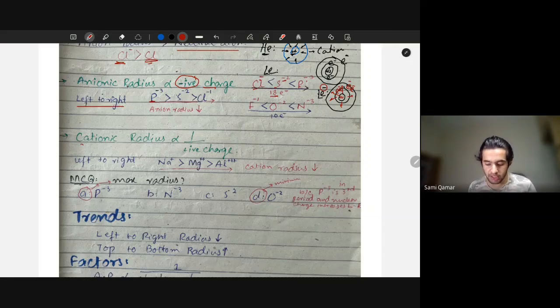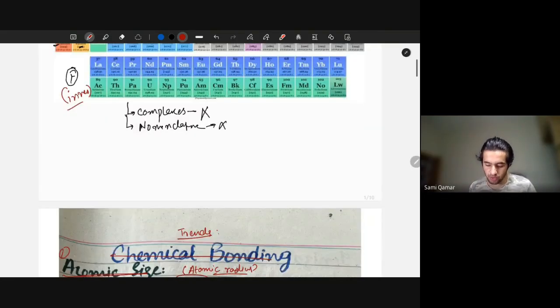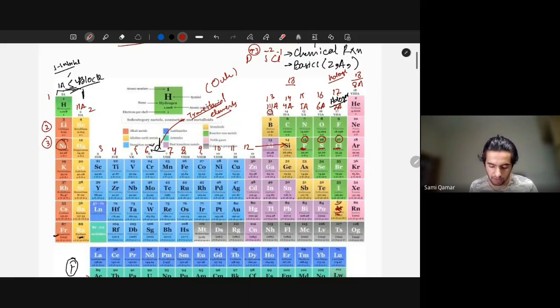And let's talk about cationic radius. I hope you guys know, I have given a pretty good concept. Cationic radius is inversely proportional to positive charge. What does that mean? It means that the one which will be having less positive charge will be having greater cationic radius. If we are moving from left to right in a period, we have this. This is our sodium, this is our magnesium, and this is our aluminium.